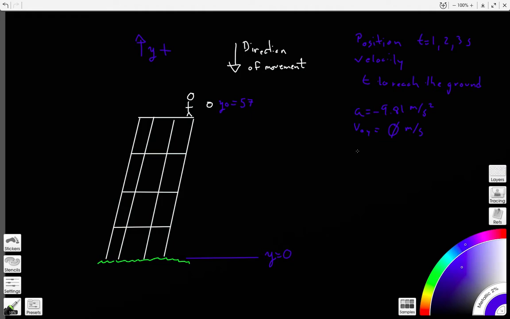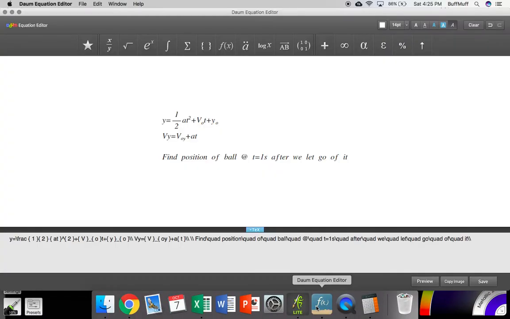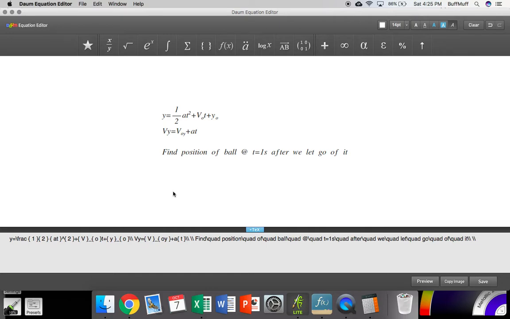Now we can use both equations that we used in the past example, but the only thing that has changed is this value right here. That's the only thing that has changed. So let's do that and let's see what comes out of the equations. So these are our two equations, and now we want to find the position of the ball at t equals 1 second after we let go of it.